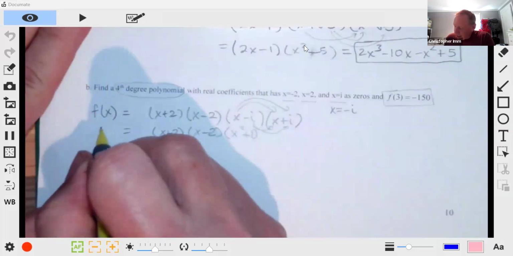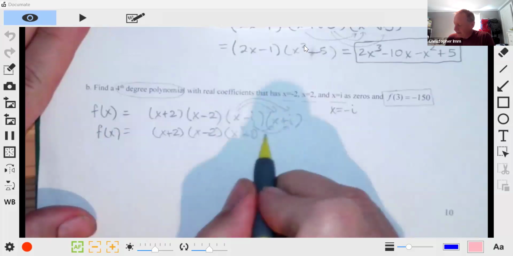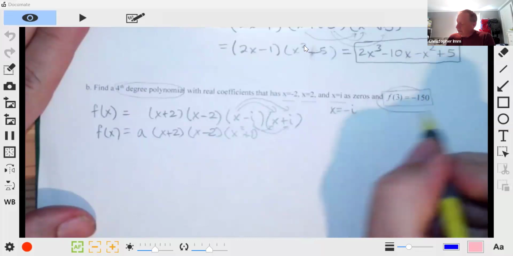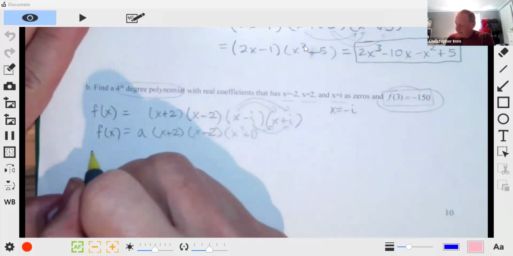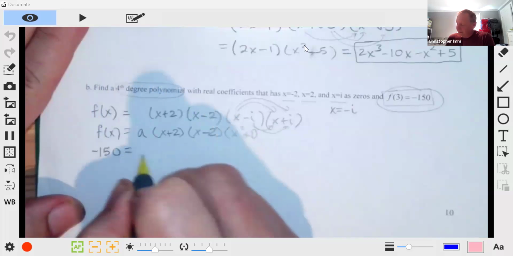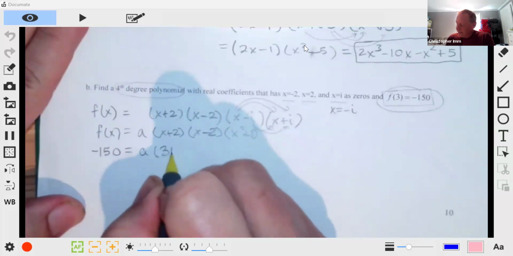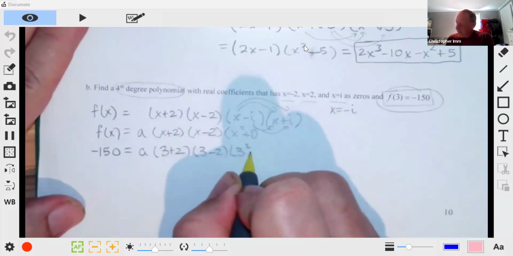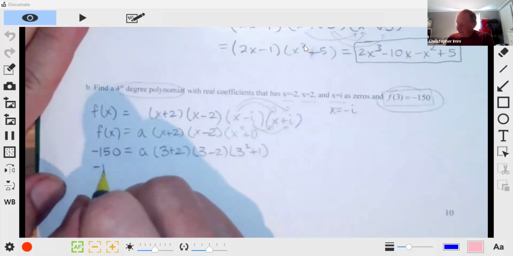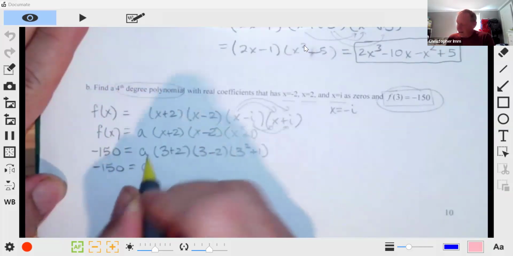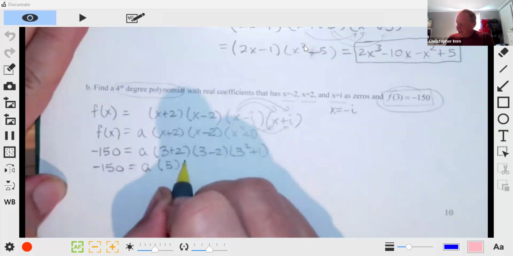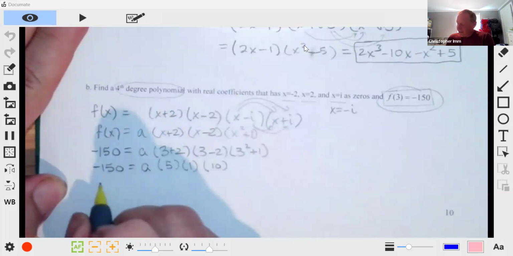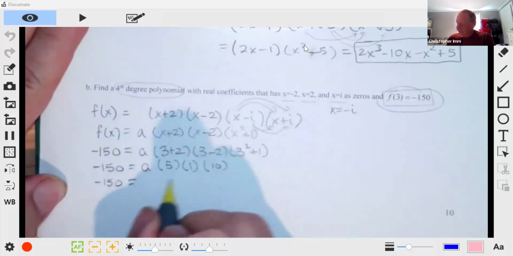So I have my function f of x is equal to this. I'm going to put in a stretch a. I'm going to use this point 3 comma negative 150 to find that stretch a. So negative 150 is equal to a times 3 plus 2, 3 minus 2, 3 squared plus 1. So negative 150 is equal to a times 5 times 1 times 10, since 9 plus 1 is 10. Negative 150 is equal to 50a.